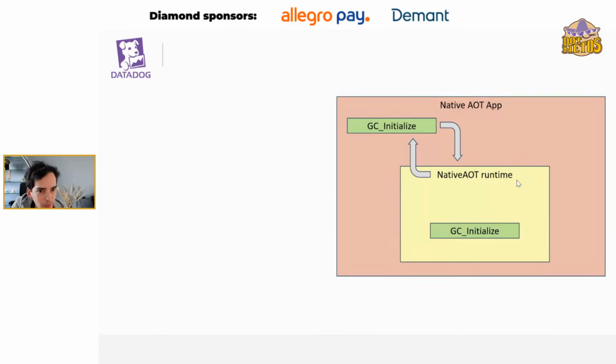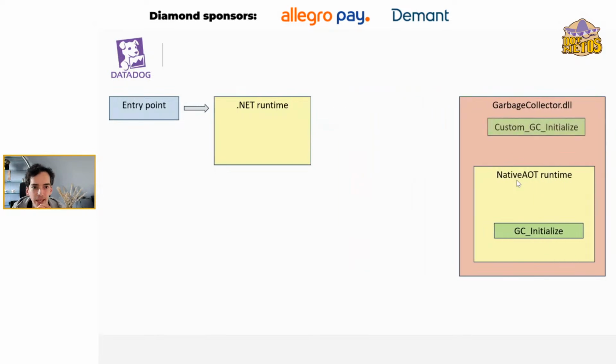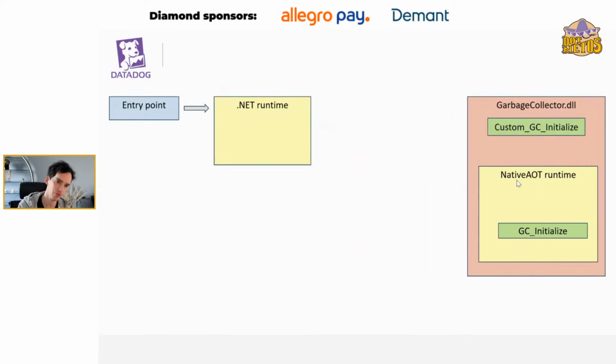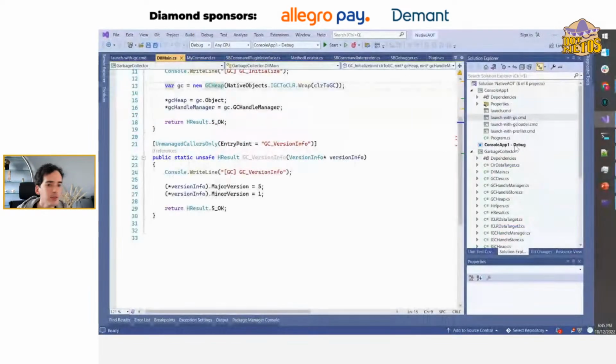So I couldn't stop there. So what I did is basically I renamed GC_Initialize to CustomGC_Initialize. And then I added a loader written in C++ that exports a GC_Initialize. And the idea is that I register the loader as a garbage collector. So the .NET runtime is going to call it. And then the loader calls CustomGC_Initialize in my garbage collector. And so then it can properly initialize the runtime because I'm not overriding the GC_Initialize function. And so that's what I did.